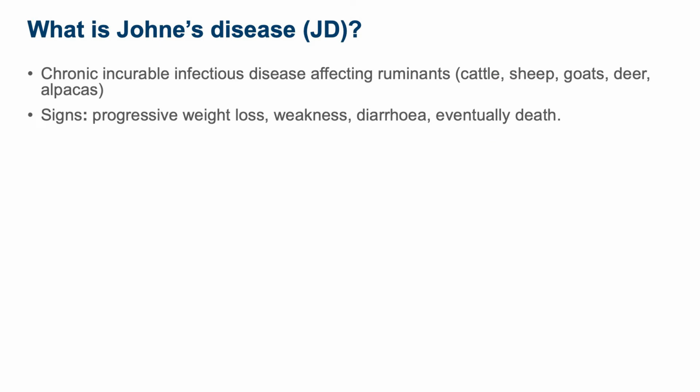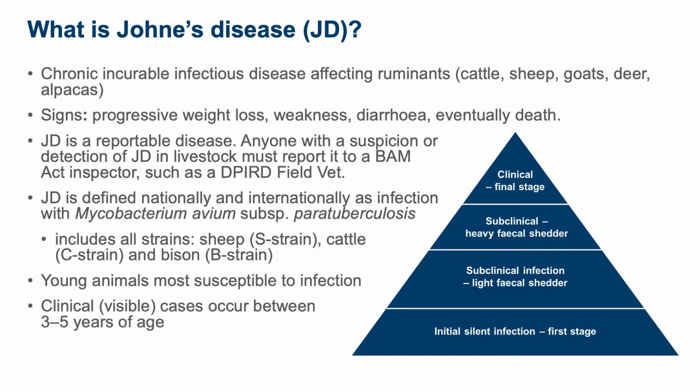JD is a chronic, incurable infectious disease that affects ruminants. This includes cattle, buffalo, sheep, goats, alpaca, and deer. It's caused by the bacteria Mycobacterium avium subspecies paratuberculosis and results in progressive diarrhea, weight loss, and reduced production, and eventually death. It's a nationally notifiable disease, and anyone with a suspicion or detection of JD in livestock must report it to a biosecurity and agricultural management authorised inspector, such as a DPIRD field veterinary officer, as soon as possible.